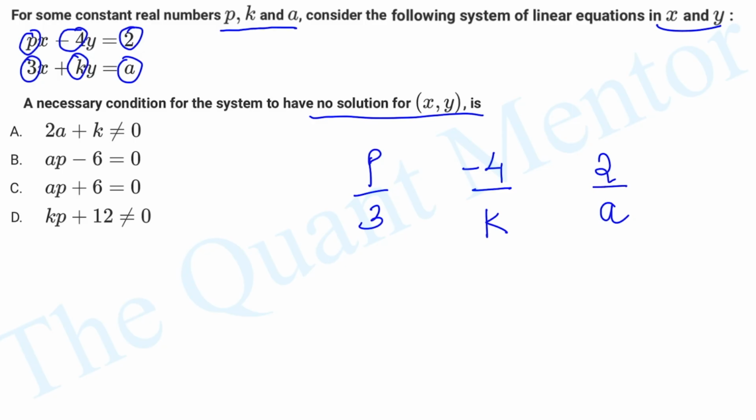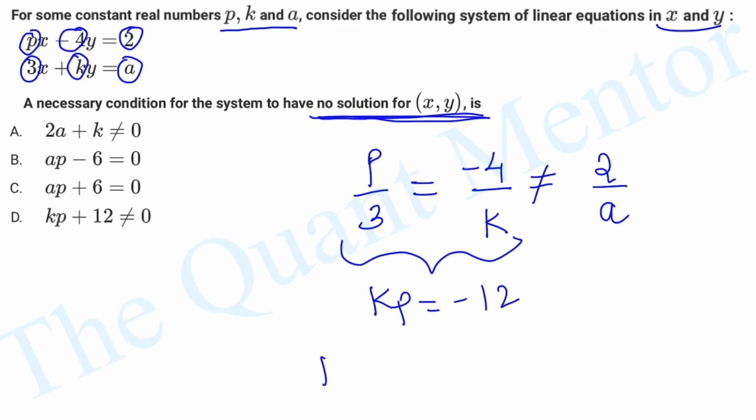Now, whenever we have no solutions, meaning the two lines are parallel, in that case, the ratio of the x coefficients would be equal to the ratio of the y coefficients, which won't be equal to the ratio of the constant terms. So if I take these two terms into consideration, when I cross multiply, I will get kp is equal to minus 12, or kp plus 12 must be necessarily equal to 0.